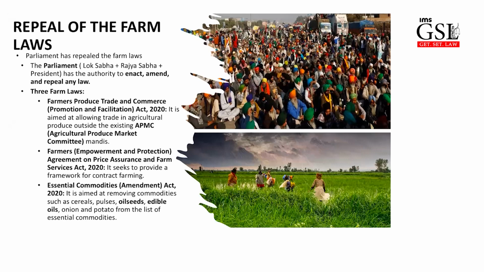Anyway, so these three farm laws have been repealed now. The first one, of course, was Farmer Produce Trade and Commerce Act 2020. So it is aimed at allowing trade in agricultural produce, the existing APMC, Agriculture Produce Market Mandis. Second one is Farmers Employment and Protection Agreement on Price Assurance and Farm Services Act. So that seeks to provide a framework for contract farming. And then, of course, Essential Commodities Act 1955 में in fact आया था ये. That's basically to remove commodities such as cereals, pulses, oil seeds from the list of essential commodities.